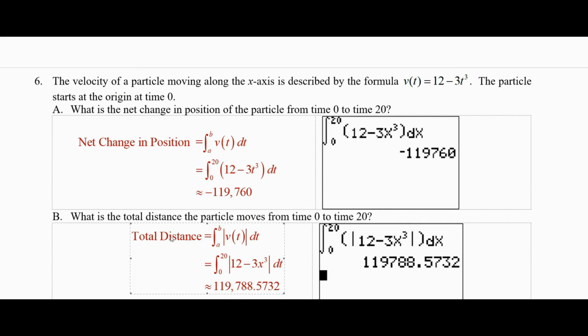And that wraps up the review problem. So hopefully that gives you a quick review of some of the things that we did in this unit.